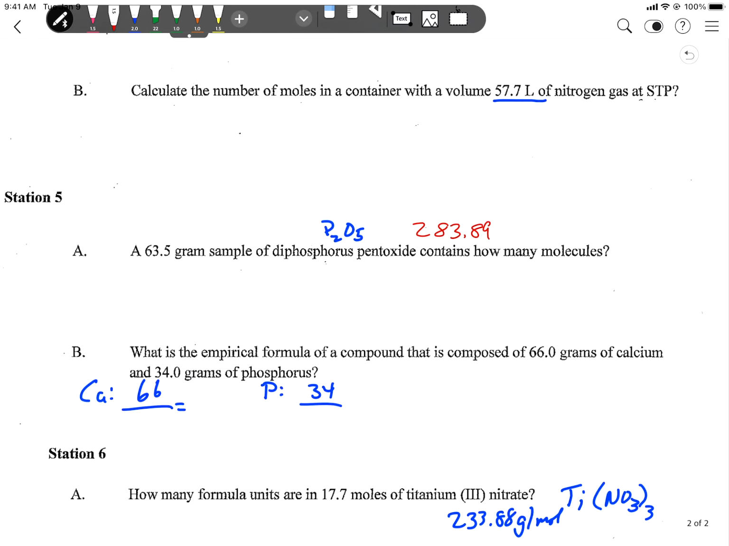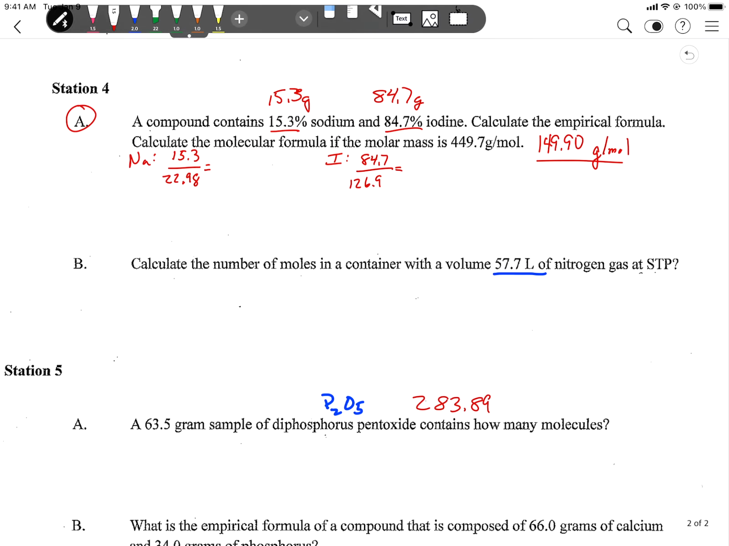Let's go up here. Okay. A compound contains 15.3% sodium and 84.7% iodine. Calculate the empirical formula, and then calculate the molecular formula if the molar mass is 449.7 grams per mole. First thing you've got to do is get the empirical formula, number 1.